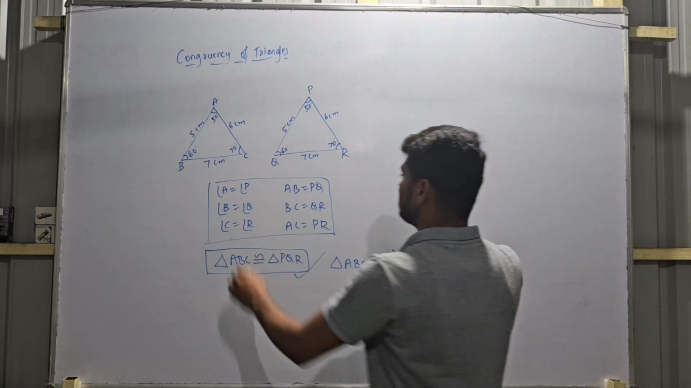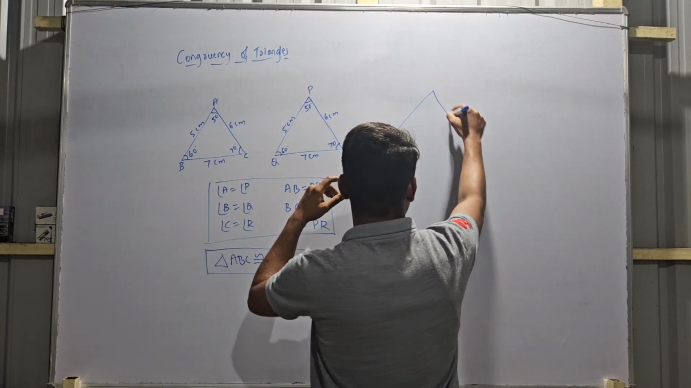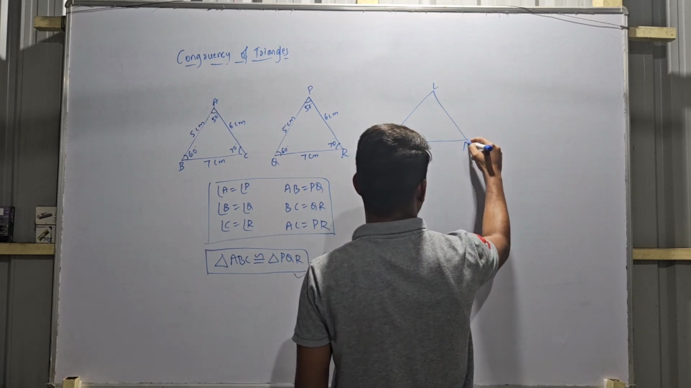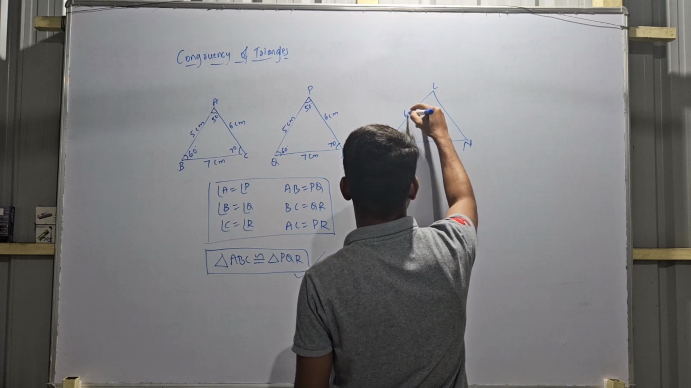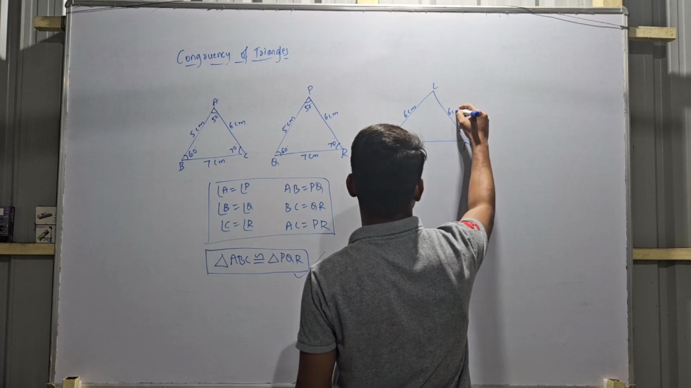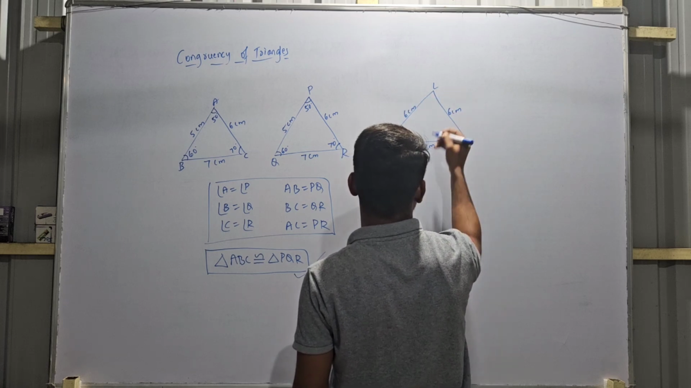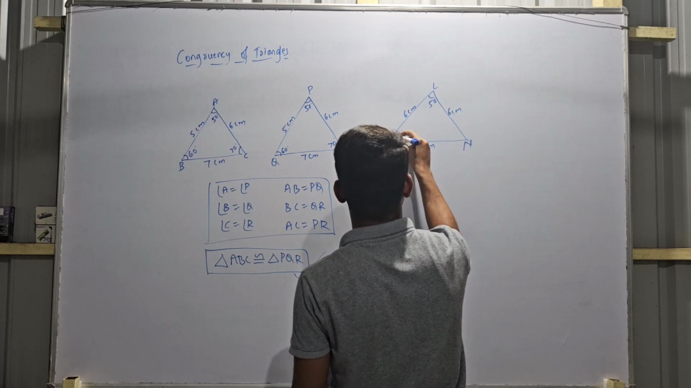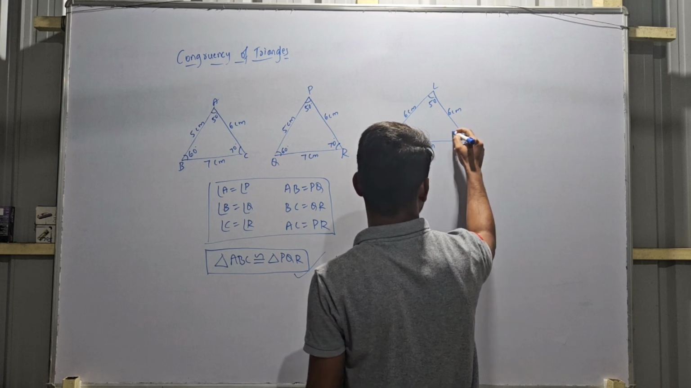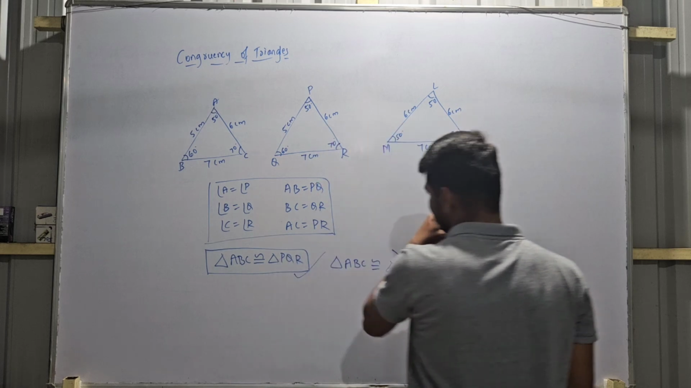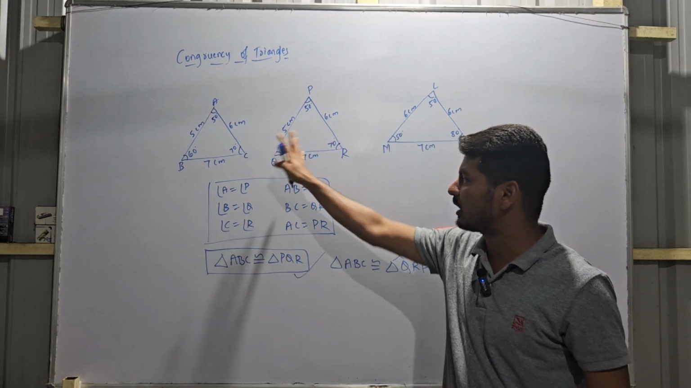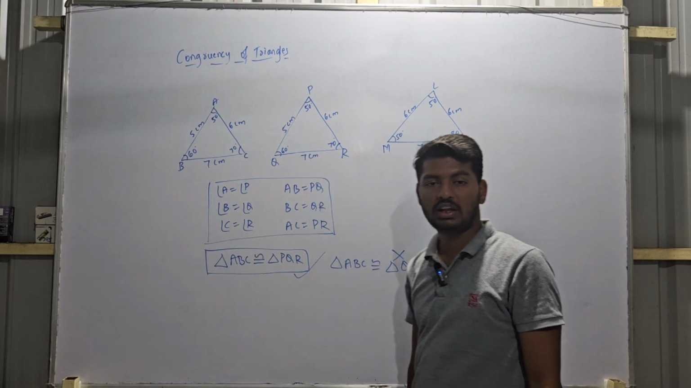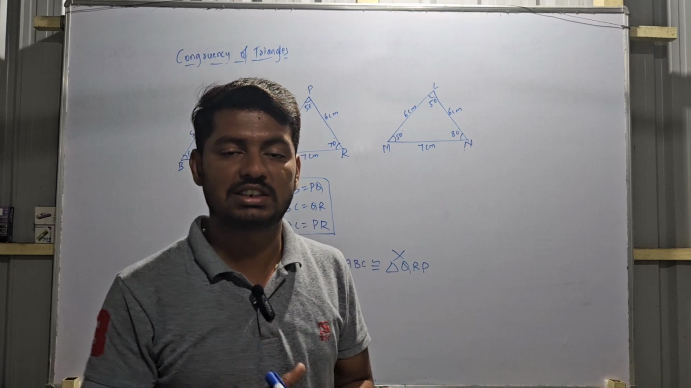One more thing, if I take another triangle LMN, and this is 6 centimeter and this is 6 centimeter, this is 7 centimeter, this is 50 degree, okay, this is also 50 degree, and for suppose this is 80 degree. See, can we say that the triangles are congruent? No, because the corresponding angles and the corresponding sides are not equal here.